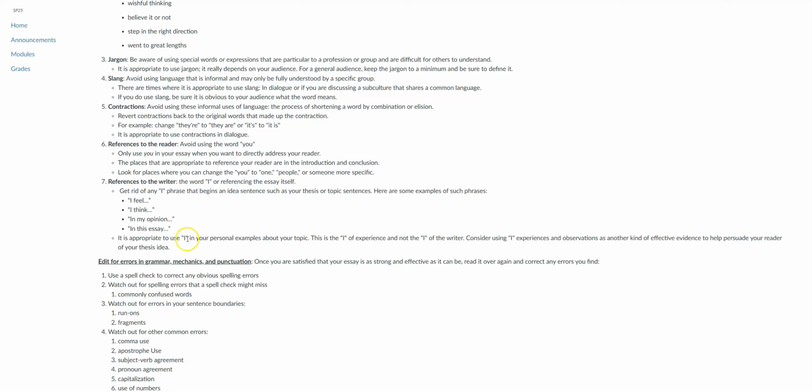Now that being said, there are definitely appropriate uses of the word I, which I point out here. The I of experience. So when you're bringing in a personal experience to support an idea, that's when it's okay to use the word I. So let's say you're talking about some device that you use, maybe earbuds, in your paper, and you're talking about walking across campus, and you see the number of people who have these earbuds in. In that case, you're giving us an experience, and it's definitely appropriate to use the word I.